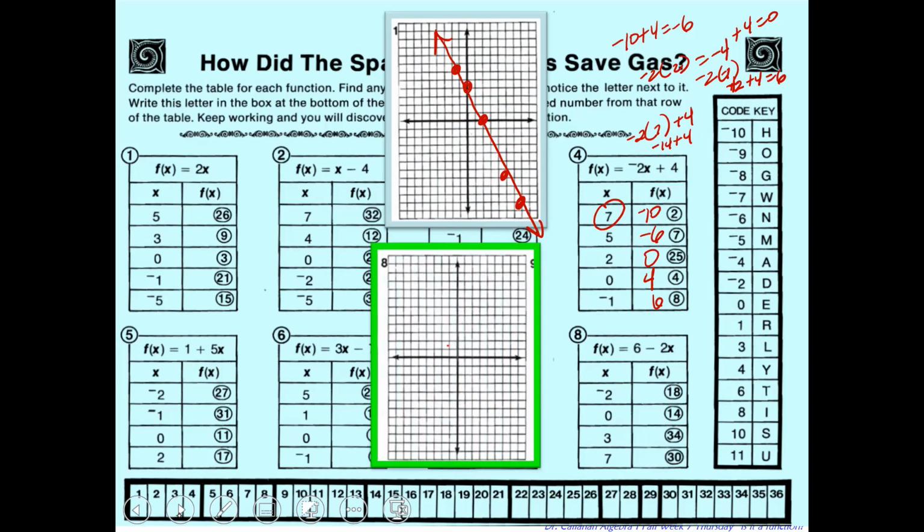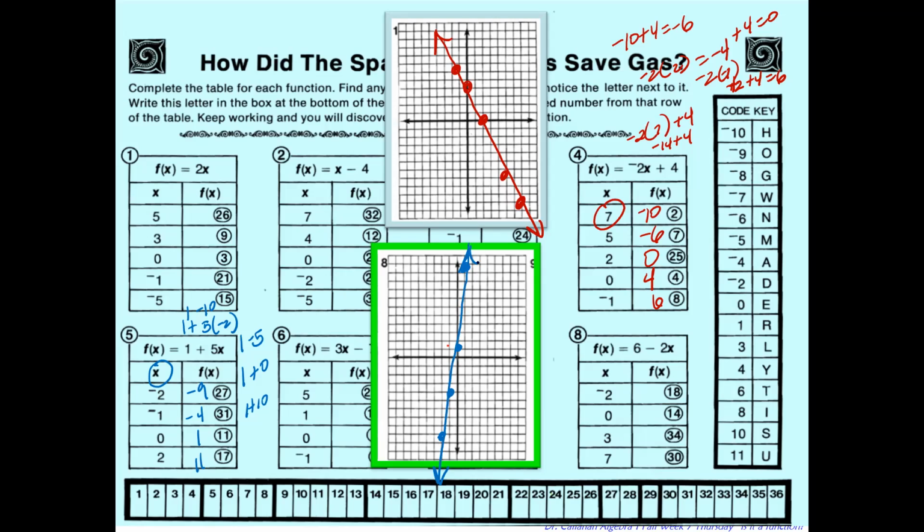Let's try one more. Let's give number 5 a try. For number 5, x is going to be -2. So you have 1 plus 5 times -2. That is a 1 minus 10, which is a negative 9. So at negative 2, you go all the way down to negative 9. Then negative 1. 5 times negative 1 is a negative 5. 1 minus 5 is a negative 4. So at negative 1, go all the way down to negative 4. 0. 5 times 0 is 0. 1 plus 0 is 1. So at 0, you go up to 1. 2. 5 times 2 is 10. 1 plus 10 is 11. So 2, go all the way up to 11. Connect your dots.